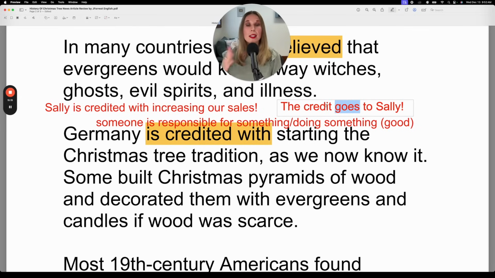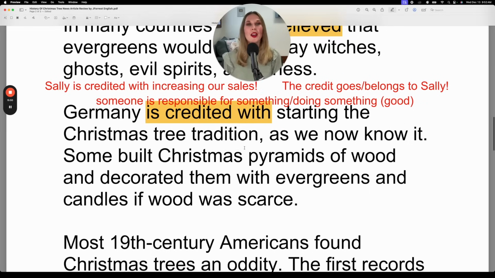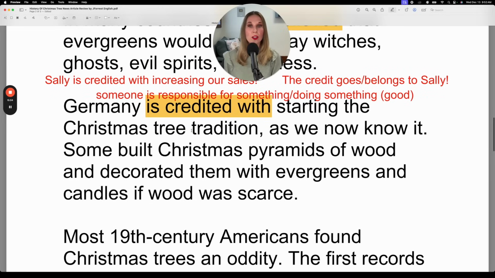Now, because this is in the present simple and credit is he, she, it as a subject, we need to add that es to the present simple. The credit goes to Sally. I also sometimes hear the credit belongs to Sally. You could use that as well, but I think I hear goes more frequently. The credit goes to Sally. Sally is credited with increasing our sales. And in this case, the credit goes to Germany. Go Germany. All right. Germany is credited with starting the Christmas tree tradition as we now know it.